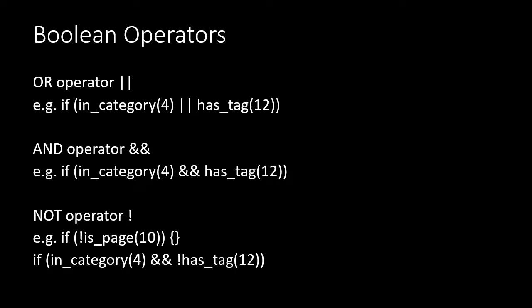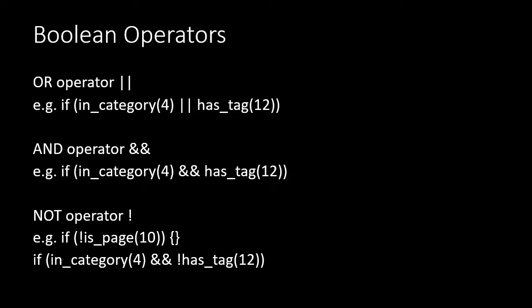If it has tag 12 but it's category 5, that will still be true because one or other has to be true. And similarly, if it's in category 4 but it doesn't have tag 12, that would still evaluate to true because we're in the or operator, so it has to be this one or that one has to be true. The and operator, both have to be true. So in this example, for this to be true, the post would have to be in category 4 and have the tag 12, whatever 12 is. If it was in category 4 and it didn't have tag 12, then that would evaluate to false.